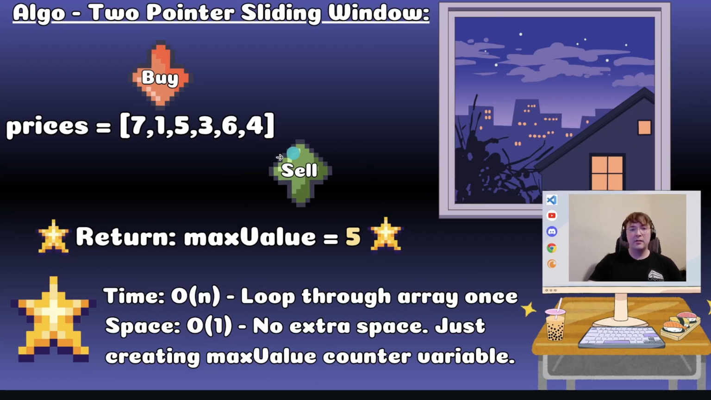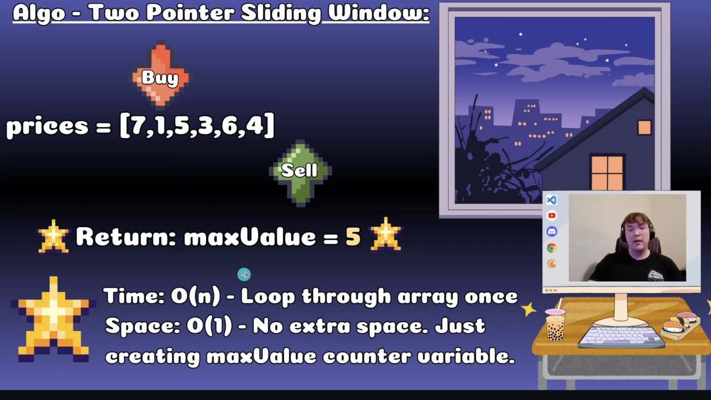Now that we're done here, once sell is out and there's nothing else to check, we're done looking through our prices array. And we just go ahead and return 5 because we were able to tell that this spot right here and this right here were the two things that were the best to check.